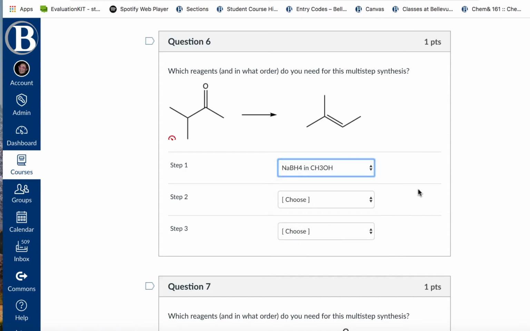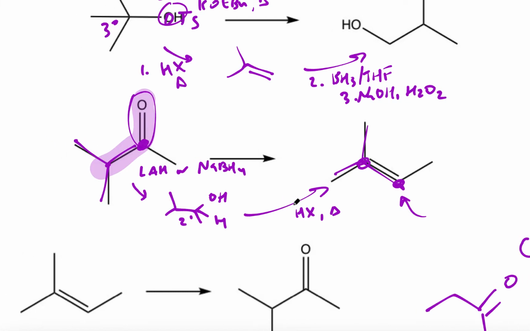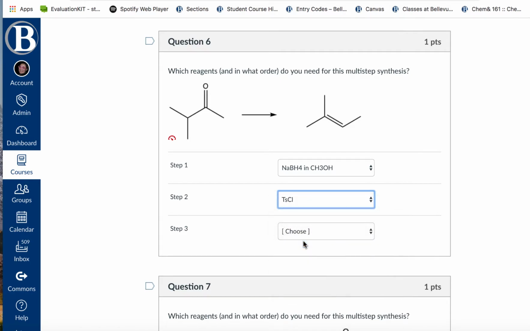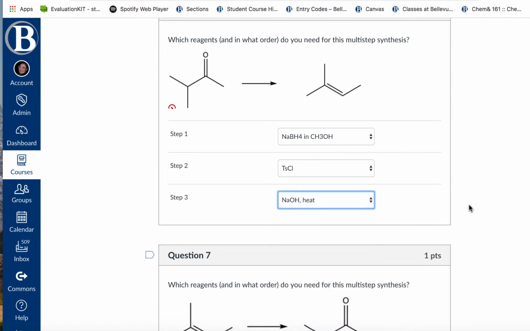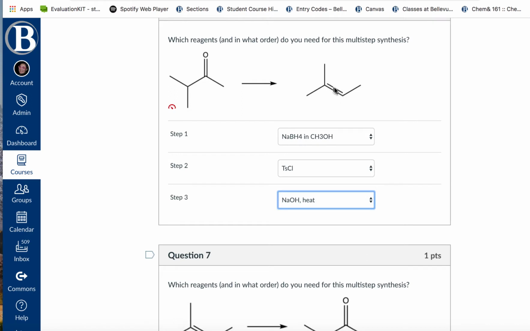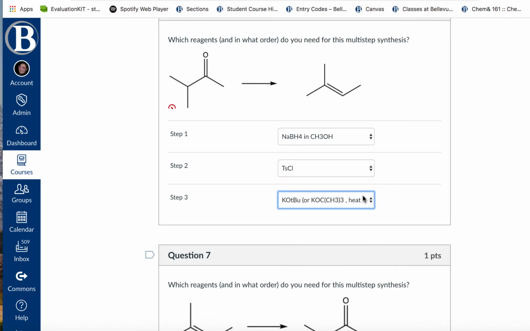So of course, step 1 is to reduce the ketone to an alcohol, and then eliminate it. First, we've got to put a good leaving group on it. The option being TsCl is the only one for a good leaving group that is on this list. And then we need to eliminate it using a strong base and heat. Now there are options for a bulky base or a small base, and of course we want to use the small base to get Zaitsev.